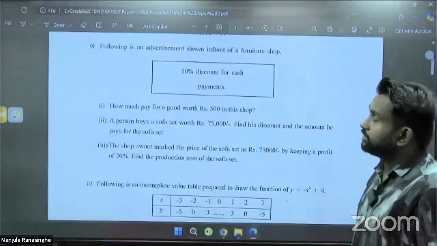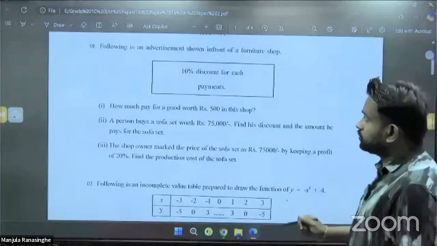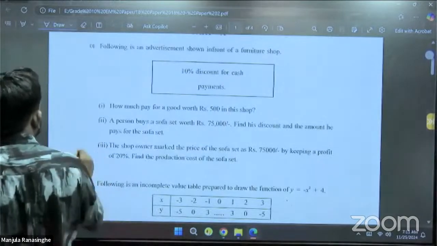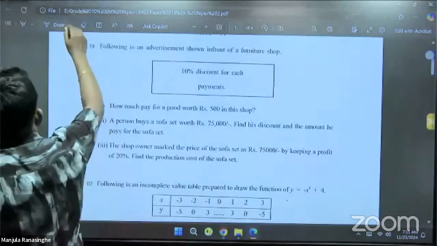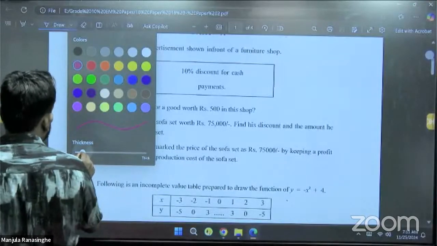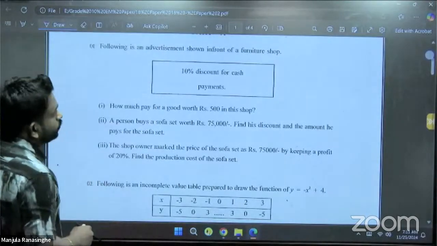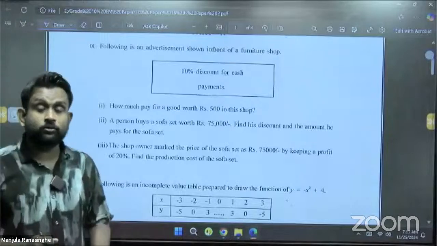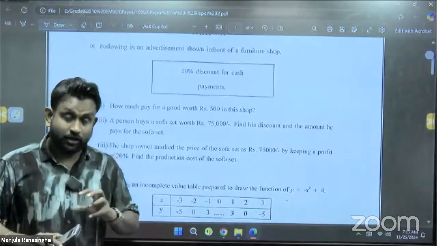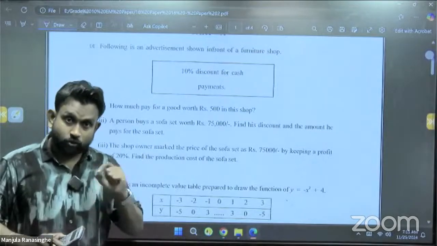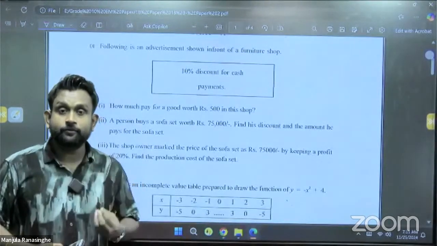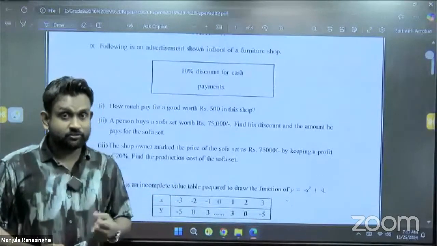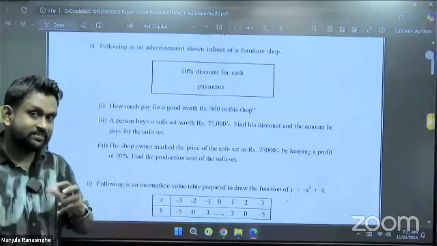First one, following is an advertisement shown in front of a furniture shop. 10% discount for cash payment, right? So 10% discount is offered for cash payment. Now we will check how to do this type of question. How much do you pay for goods worth 500 rupees in this shop? So 10% discount means what? If we buy goods worth 100, then rupees 10 is deducted from the 100 value. From 100, 10 is deducted. So 10 is offered as a discount, that is off. Okay, so that is the basic idea.